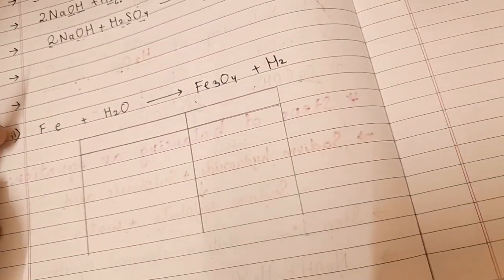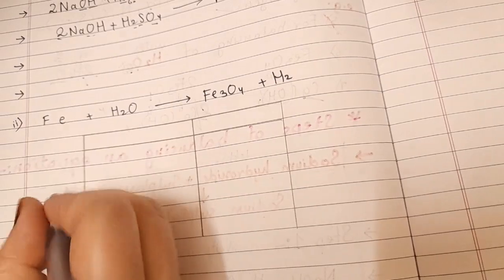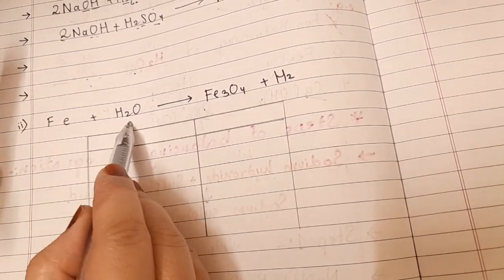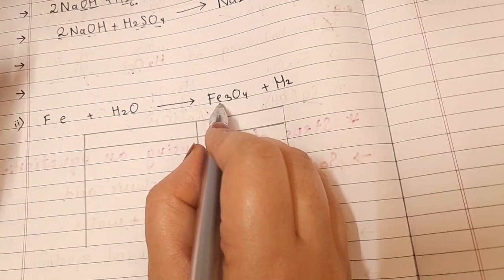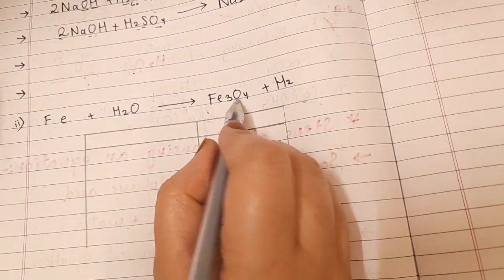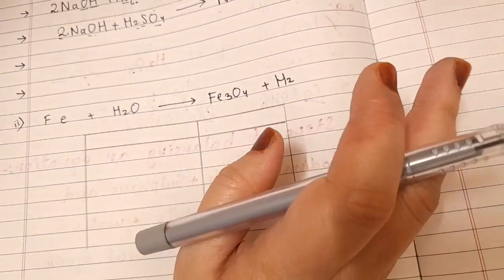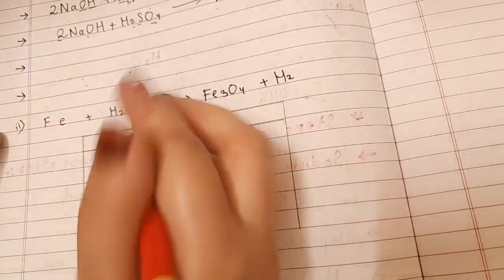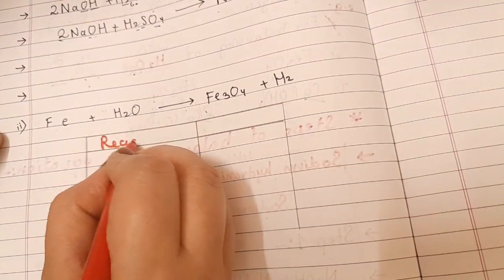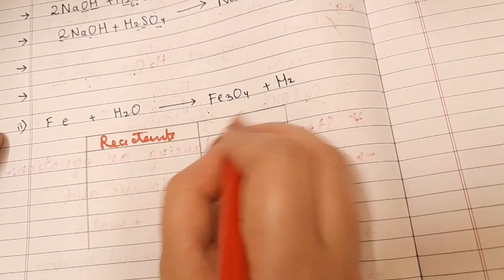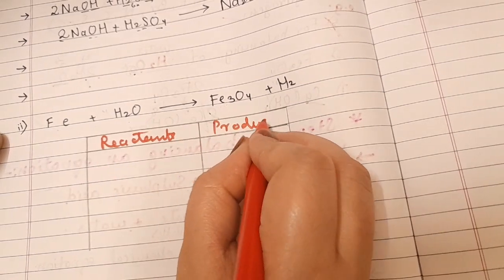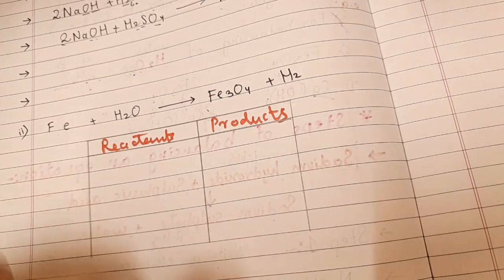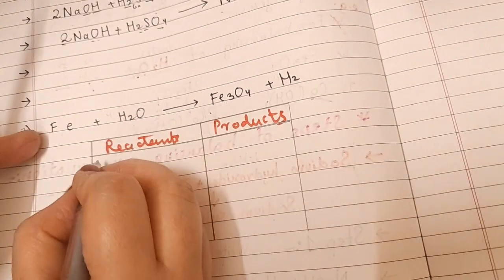Okay, now in the second example I have taken ferrous, okay, iron, that means ferrous plus water molecule, and here we have ferric oxide Fe3O4 plus H2O. Okay, so this word equation I have already written in chemical form. Now again write the reactant molecules here, and here we will write the product molecules. Okay, now first write the element. So metallic element, what is a metallic element?